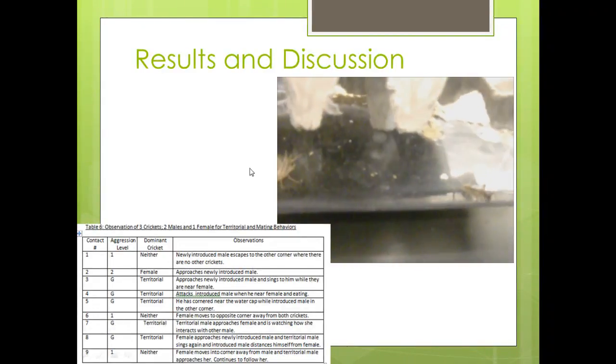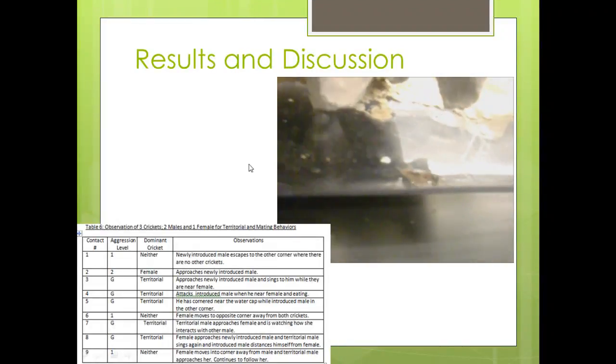So the territorial cricket forced out the blue dotted cricket, which was the newly introduced cricket. The observed data is also shown in Table 6. So the crickets did not seem to actually defend their territory, except they show signs of aggression, such as raising of their wings.